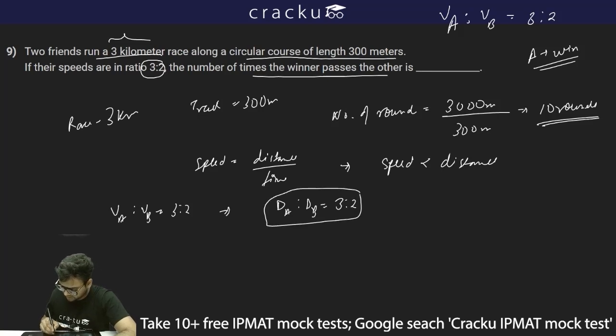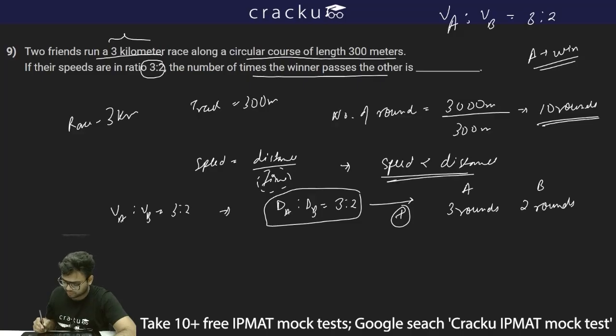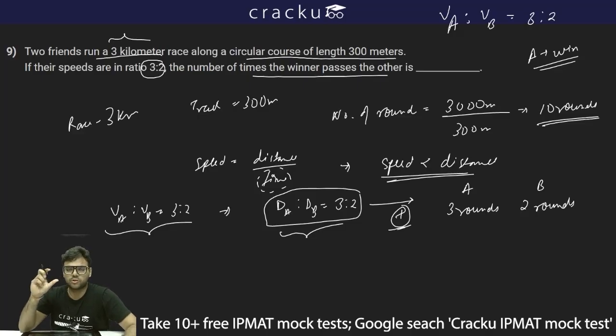So from this we can infer that by the time A is covering 3 rounds, B can cover only 2 rounds in the same time. If time t is constant, then speed is proportional to distance. Since speeds are in the ratio 3:2, the distance will be in the ratio of 3:2 if time t is constant. That is, the same amount of time is being considered for both persons.